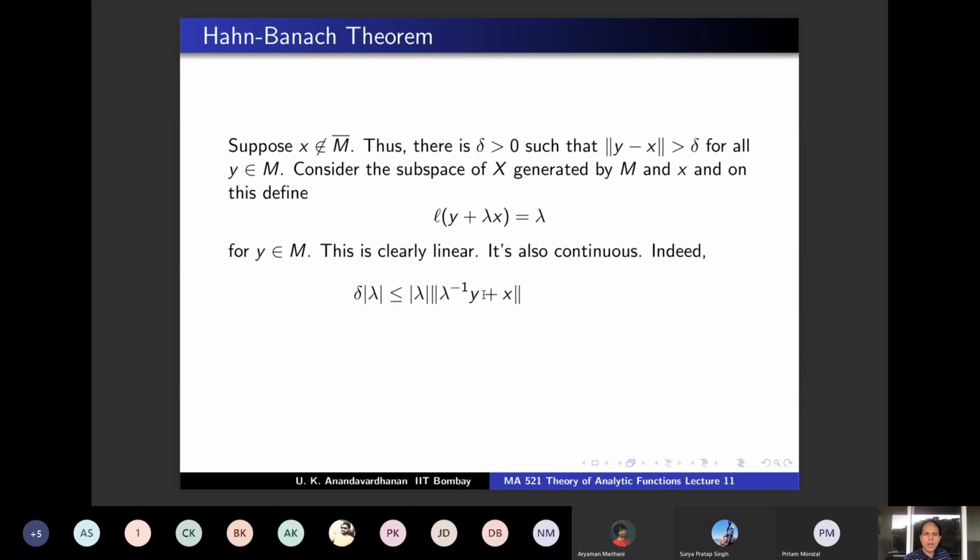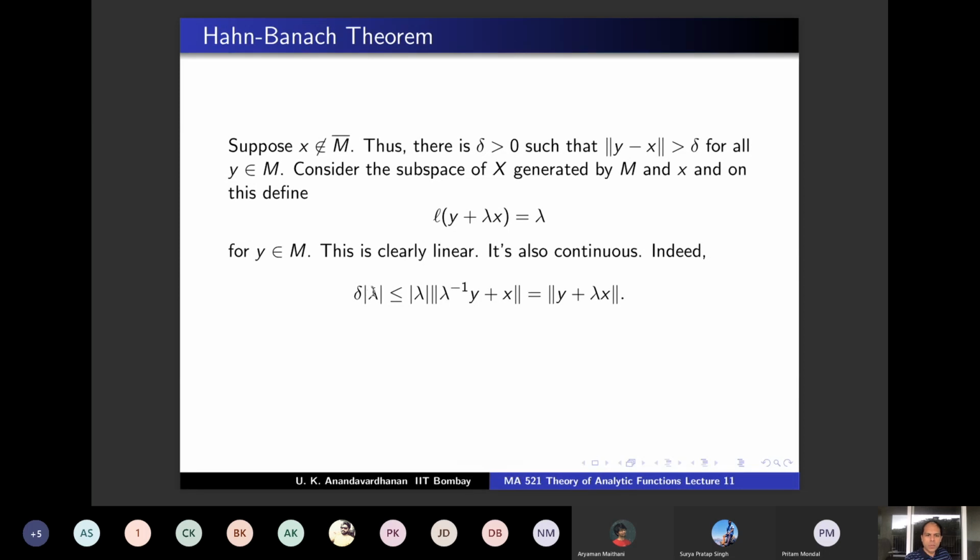So this is in M, and this is minus of minus x, and minus x is in the space spanned by x. So this is of the form norm of y minus x, therefore that's bigger than delta. Mod lambda is mod lambda. So this is obvious. This is what is given to you. And now you can multiply this lambda inside. That's a property of the norm. So this is the same as the norm of y plus lambda x.